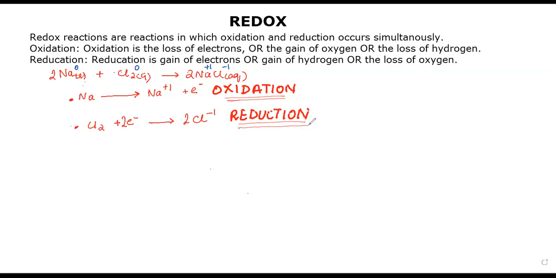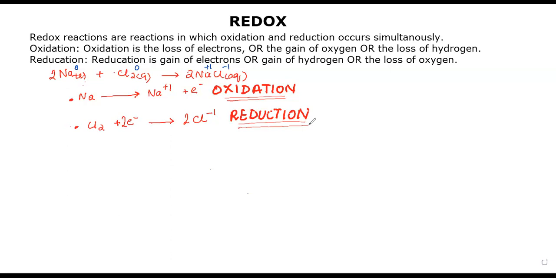So this is what oxidation and reduction is. Now, we also have to go over oxidizing agent and reducing agent, right? We are talking about oxidation and reduction, so let's talk about oxidizing agent and reducing agent, right?